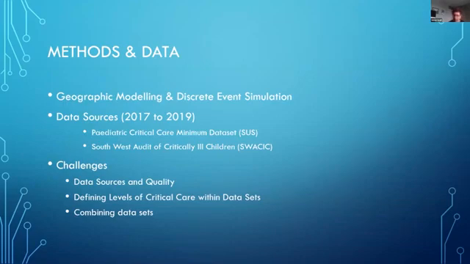I also used the Southwest Audit of Critically Ill Children, which is held by the Southwest Pediatric Critical Care ODN. It was more complete, but it took time to define the levels of care within the data set, as it didn't contain any HRG coding. And so I combined the data sets together to provide a more robust data set, which I've used as the basis for the modelling.